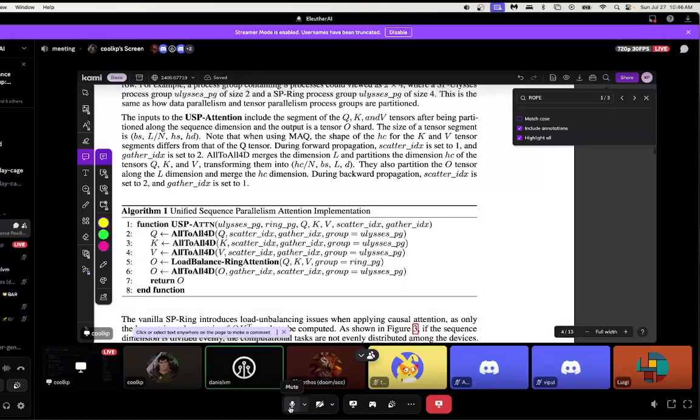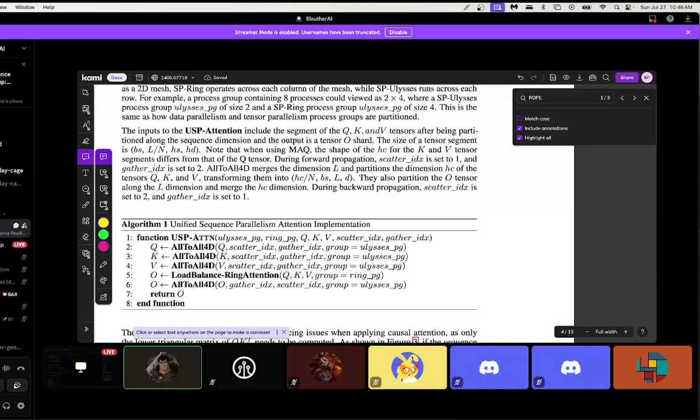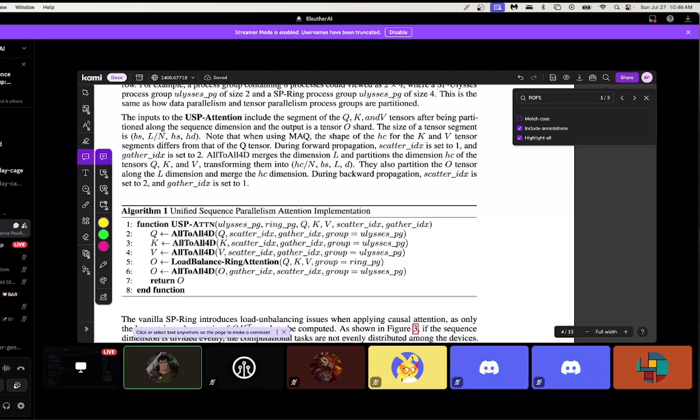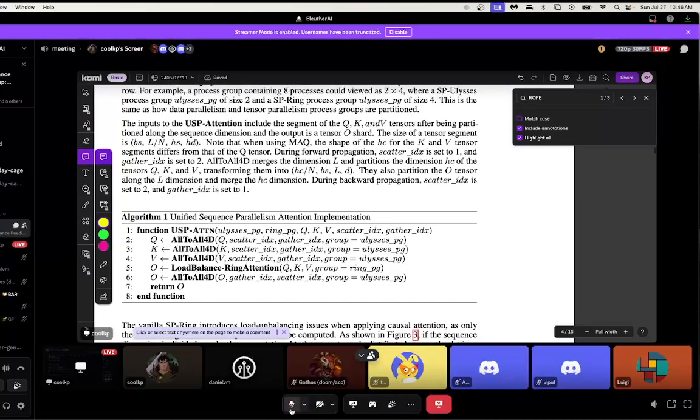Do you want to talk about this algorithm first? I have a couple of questions on it. I was just going to read it out, and then talk about it. They also partitioned the O tensor along the L dimension and merged the head HC dimension. During the backward propagation, the scatter IDX is set to 2 and gather IDX is set to 1. So here, let's talk about this algorithm now. Do you have any question before we dive into it? Let's talk about it and then I'll ask a question.